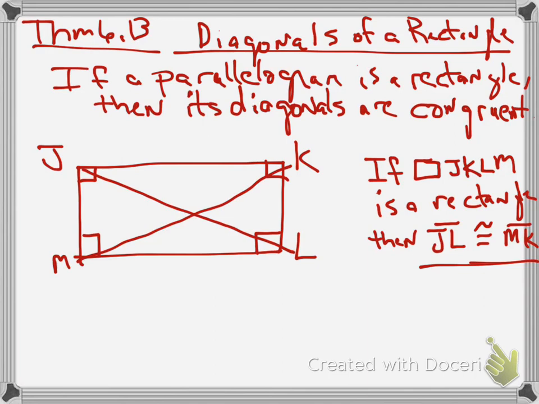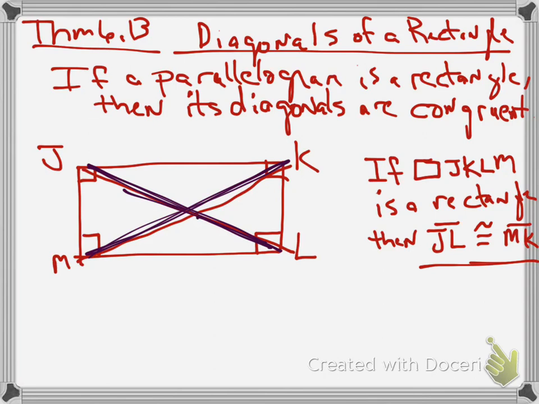Alright, moving on. So, can I apply this? Let's keep in mind this little theorem. Diagonals of a rectangle: if a parallelogram is a rectangle, then its diagonals are congruent. That means not just this little part bisecting this, but this whole diagonal is congruent to this whole one. So JL is congruent to MK if we're saying this is a rectangle.